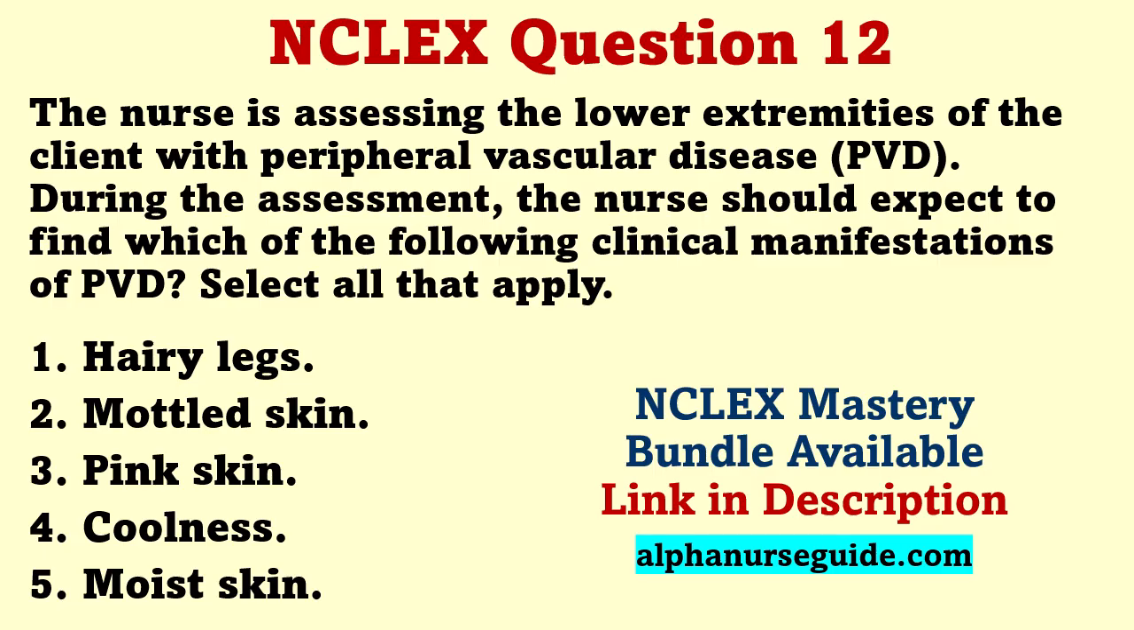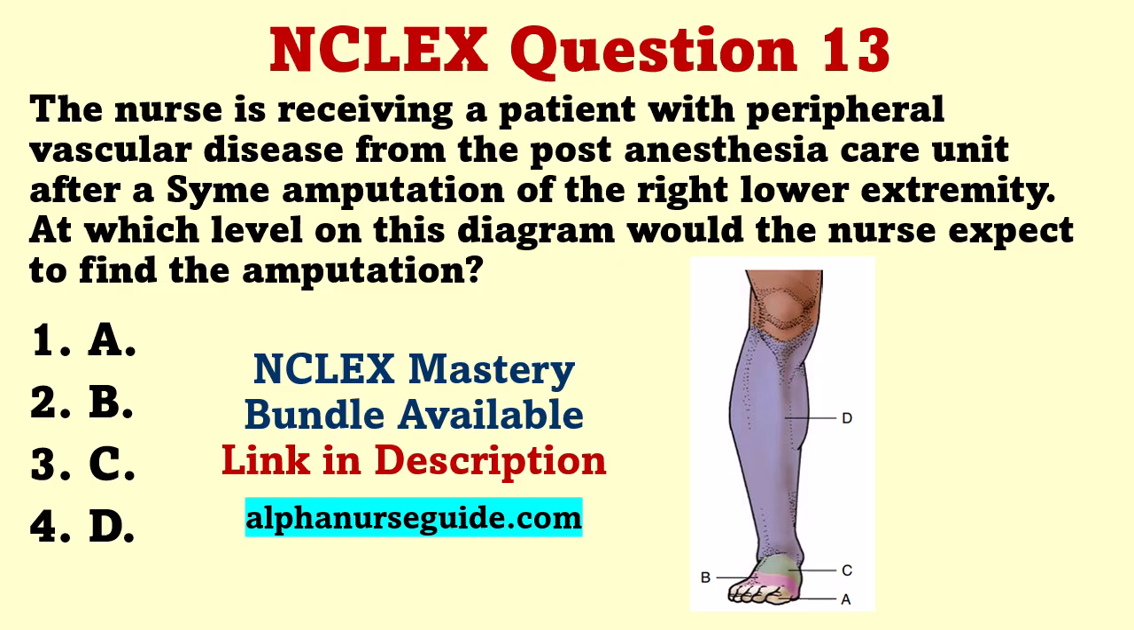Reduction of blood flow to a specific area results in decreased oxygen and nutrients. As a result, the skin may appear mottled. The skin will also be cool to the touch. Loss of hair and dry skin are other signs that the nurse may observe in a client with PVD of the lower extremities. The nurse is receiving a patient with peripheral vascular disease from the post-anesthesia care unit after a Syme amputation of the right lower extremity. At which level on this diagram would the nurse expect to find the amputation?